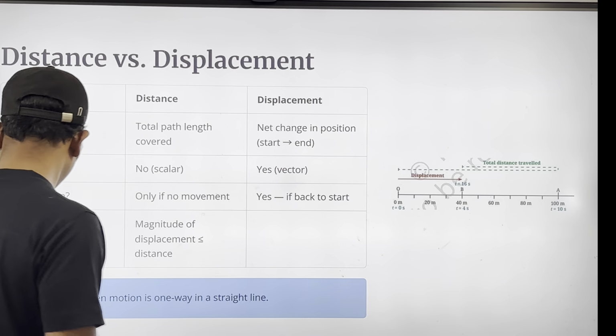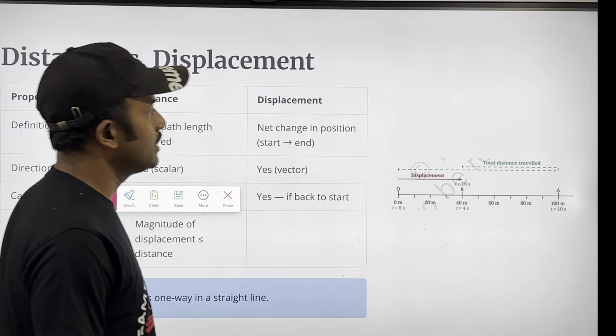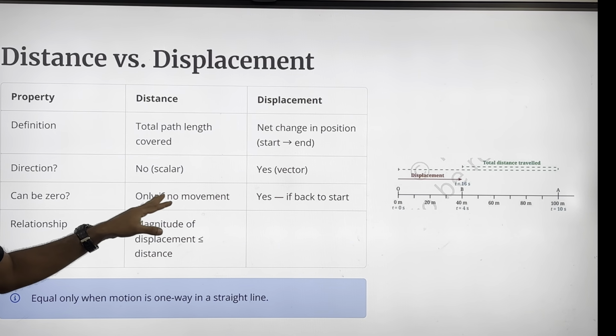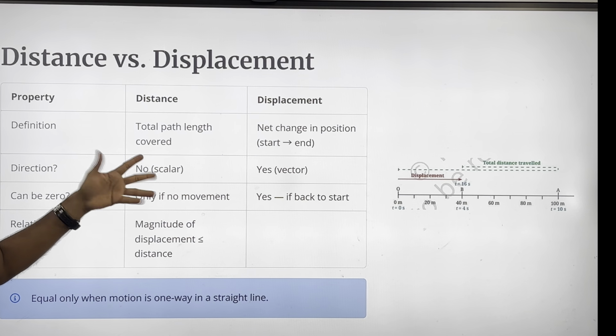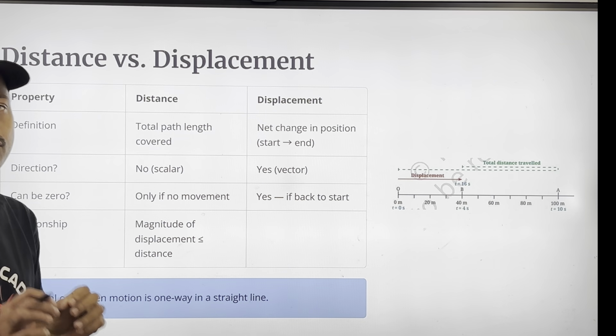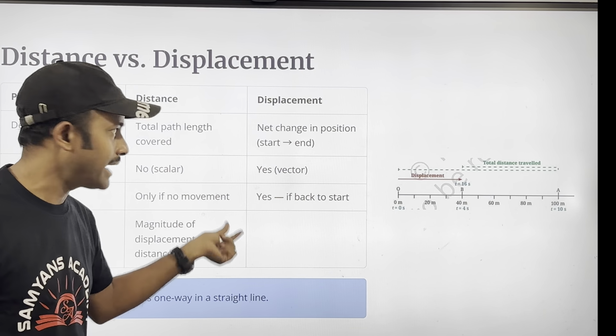Let us take one example here. Is it visible to you? For considering distance, we should not consider direction. It is a scalar quantity. It depends only on value, that means it depends only on magnitude. A scalar quantity depends only on magnitude.